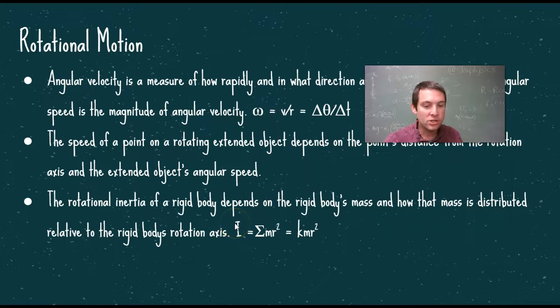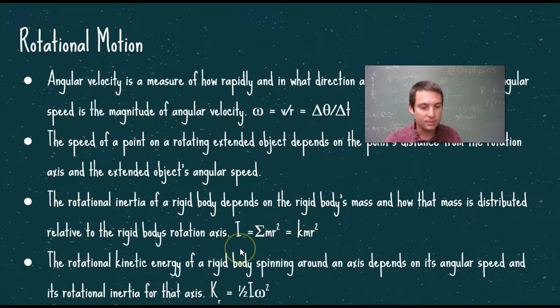The rotational inertia of a rigid body depends on the rigid body's mass and how that mass is distributed relative to the rigid body's rotation axis. I equals the sum of mr squared, or it equals k times mr squared, where k is a shape constant already summing together all of the mr squareds. M is the mass and r is the distance from the axis of rotation.